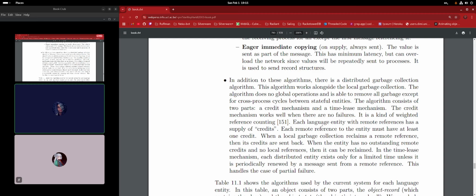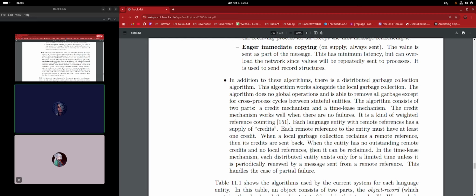Each language entity with remote references has a supply of credits. Each remote reference to the entity must have at least one credit. When a local garbage collection reclaims a remote reference, then its credits are sent back. So the local garbage collector has some sort of communication with the distributed one. And then when the local reclaims a reference that is actually remote, then we need to do something about the credits. When an entity has no outstanding remote credits or no local references, then it can be reclaimed.